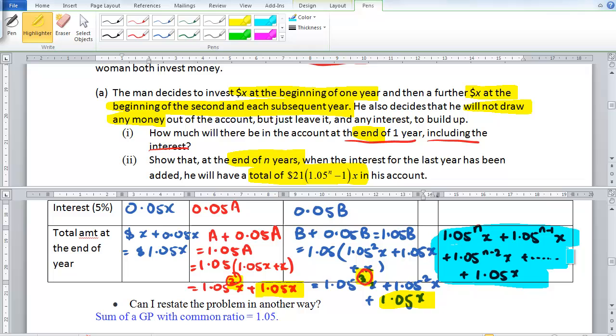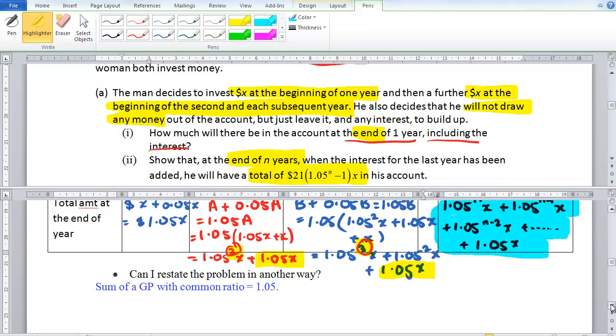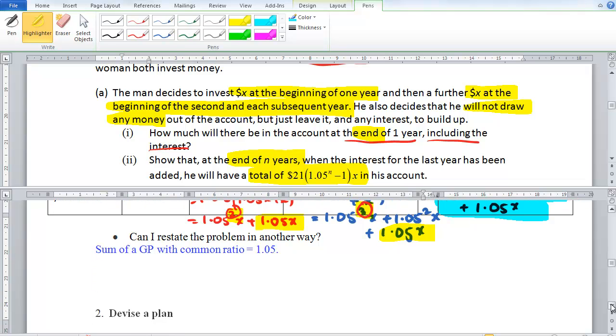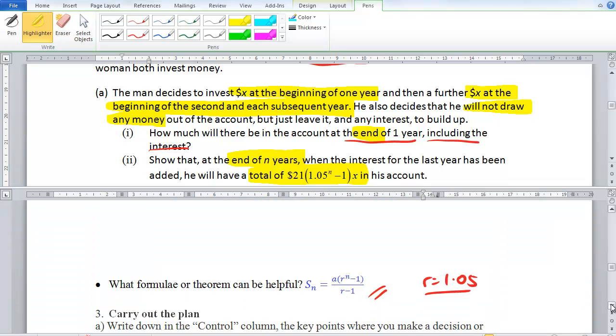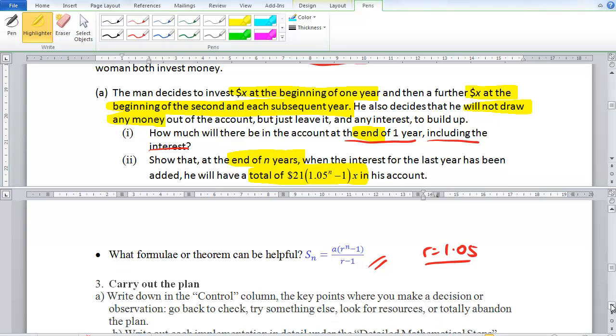So I observe this carefully. I see that from one term to the next, we are multiplying by 1.05, so we actually have a sum of a GP with common ratio 1.05 here. So for me to add all this up, I'm going to proceed to devise a plan to find this. So I ask myself, what formula can be helpful? We of course have the sum of a GP given here, and when I observed, I saw that the common ratio was 1.05.